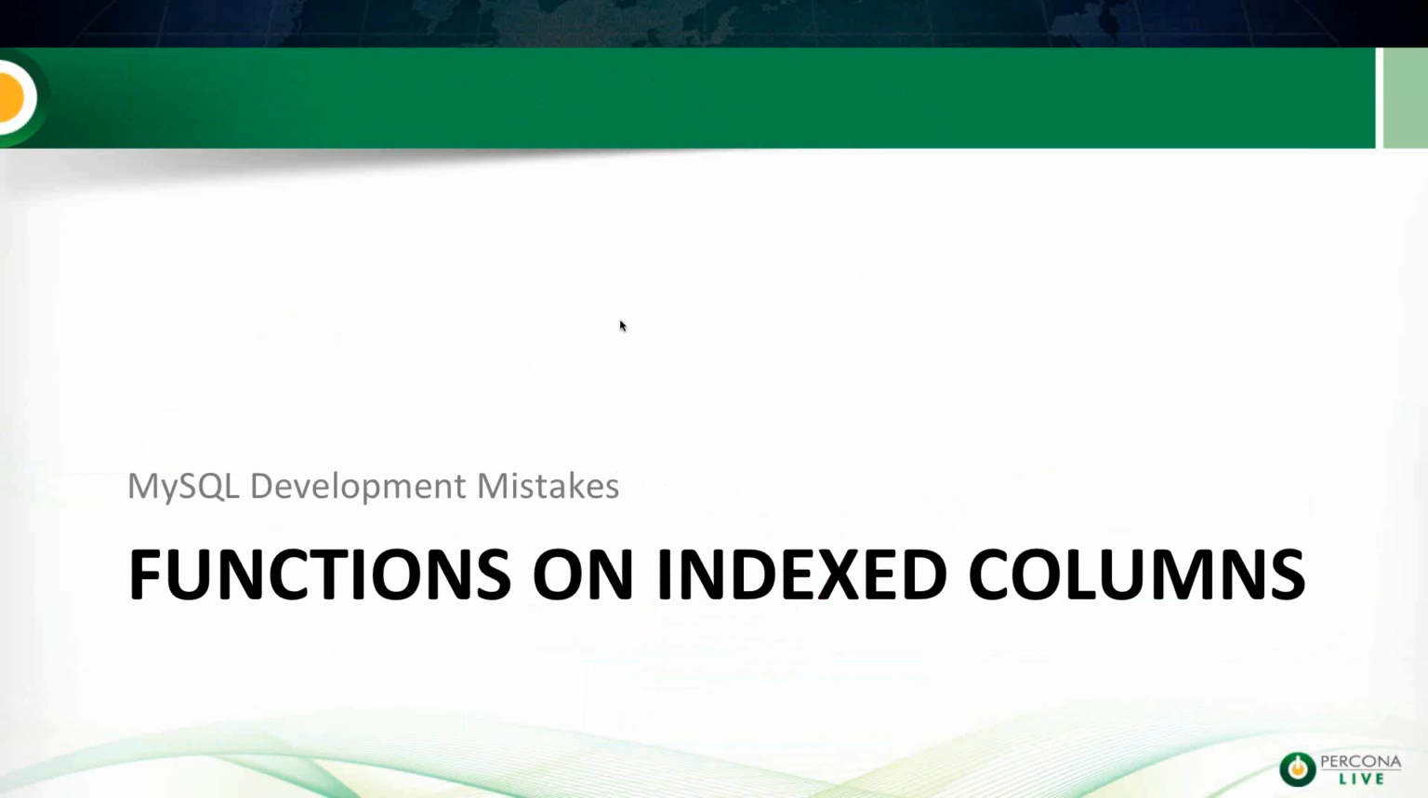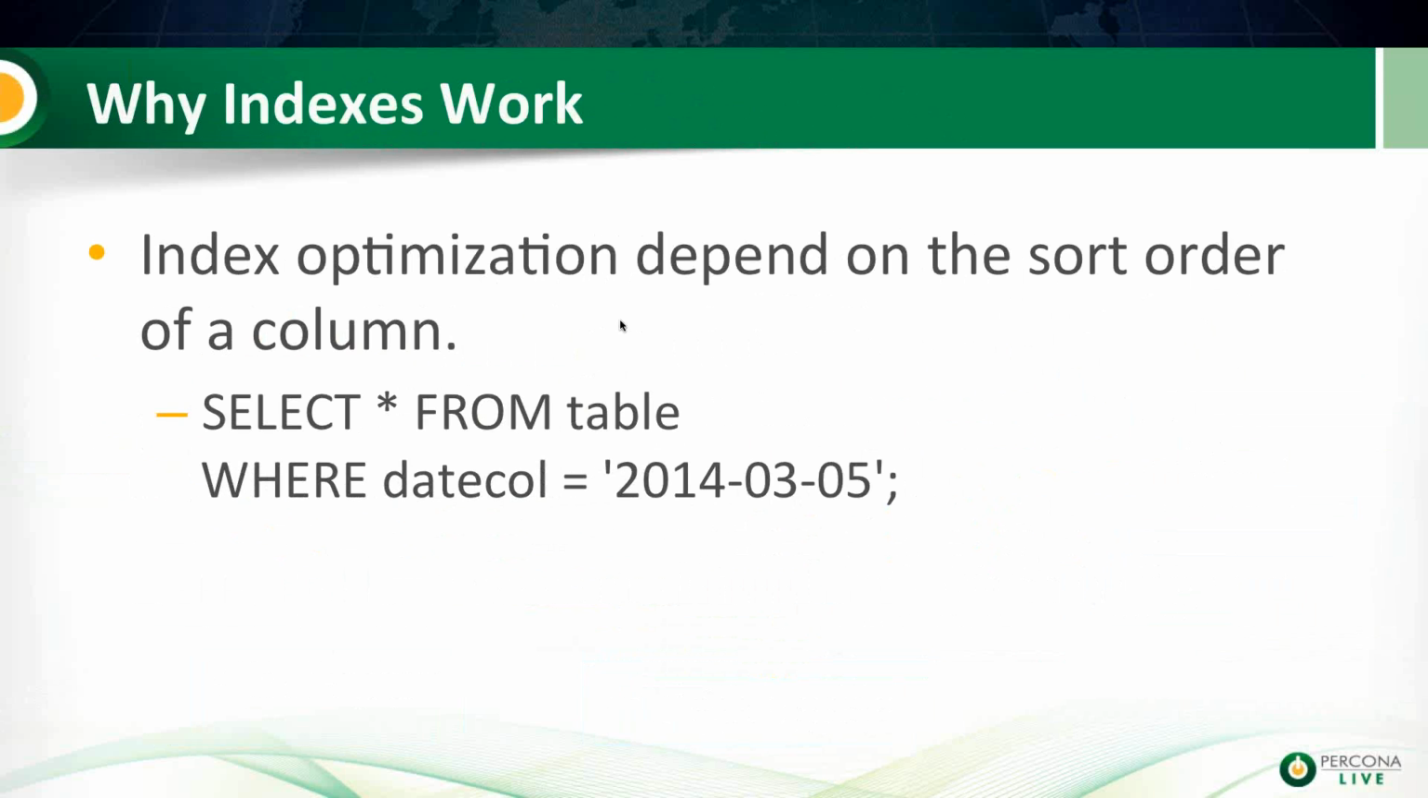Here's another mistake: functions on indexed columns. Let me show you an example of what I mean by first showing you why indexes work. The index is a sorted copy of all of the values in that column. If I'm looking for a specific date, for example, in this date column, in this query, it knows how to find that very quickly. It can narrow down the search to just the date by the fact that it can look up those dates in that sorted list. It's a very efficient way of doing that.